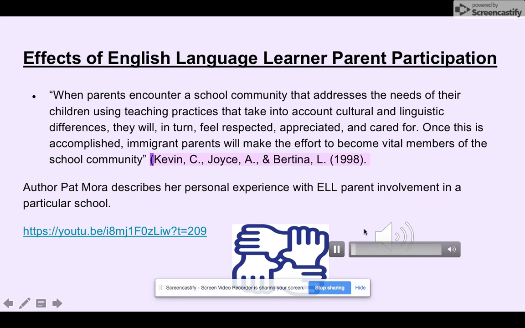Parent participation can be increased in families of English language learners by showing respect for cultural and linguistic differences. According to Kevin, Joyce, and Bertina, when parents encounter a school community that addresses the needs of their children using teaching practices that take into account cultural and linguistic differences, they will in turn feel respected, appreciated, and cared for. Once this is accomplished, immigrant parents will make the effort to become vital members of the school community.